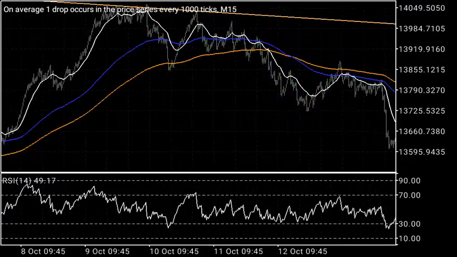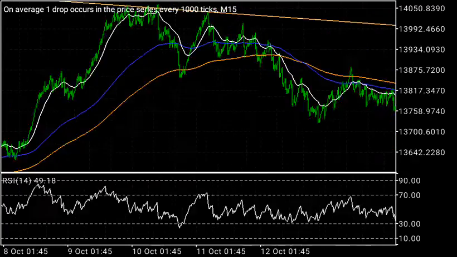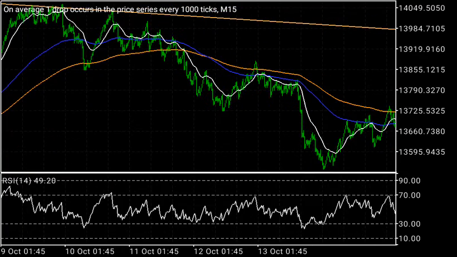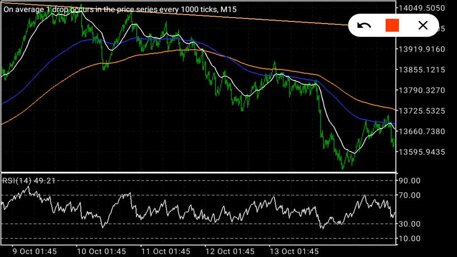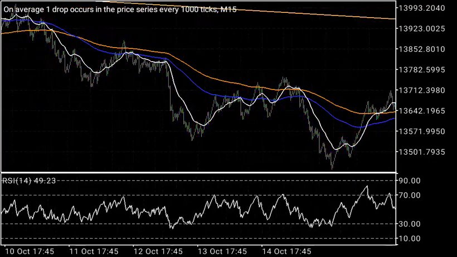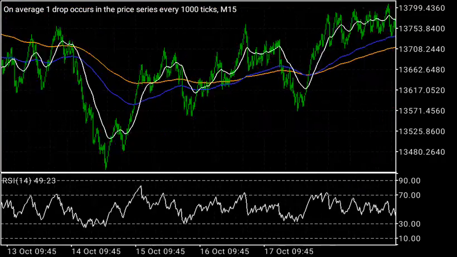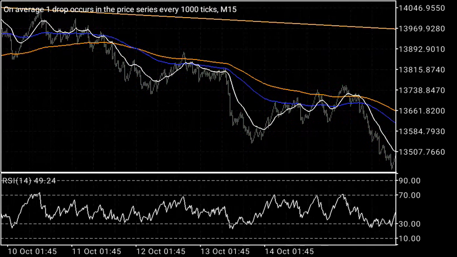However, if the moving averages have crossed, like in this example, at this point, and then they begin to tilt downwards, it means that the price is making a bearish trend.